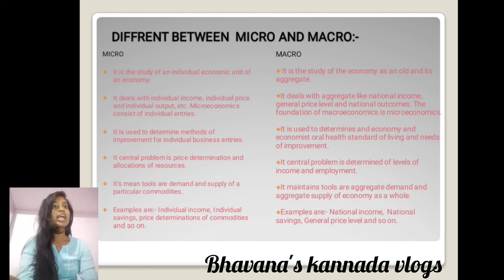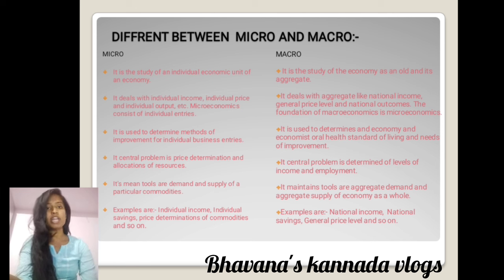In macroeconomics, it deals with aggregates like national income, general price level and national output. Next point: micro is used to determine methods of improvement for individual business entities. Macro is used to determine the economy's health, standard of living and needs of implementation. Micro centers on problems of price determination and allocation of resources. Macro centers on problems of determining levels of income and employment. Micro's tools are demand and supply of particular commodities. Macro's tools are aggregate demand and aggregate supply of an economy as a whole.